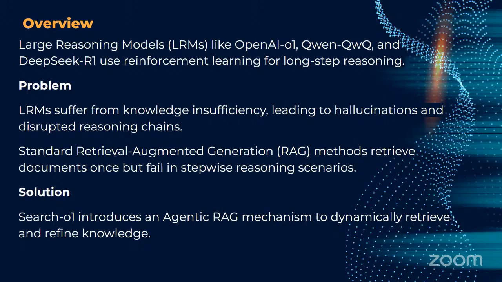So let's look at the overview in a very bird's eye view. Large reasoning models like O1, Qwen QwQ, and DeepSeek R1 use reinforcement learning for long step reasoning. And the problem is that they suffer from knowledge insufficiency, and the standard RAG methods fail in stepwise reasoning and also introduce too much context. So Search-o1's reason-in-document approach allows it to dynamically retrieve and refine knowledge.